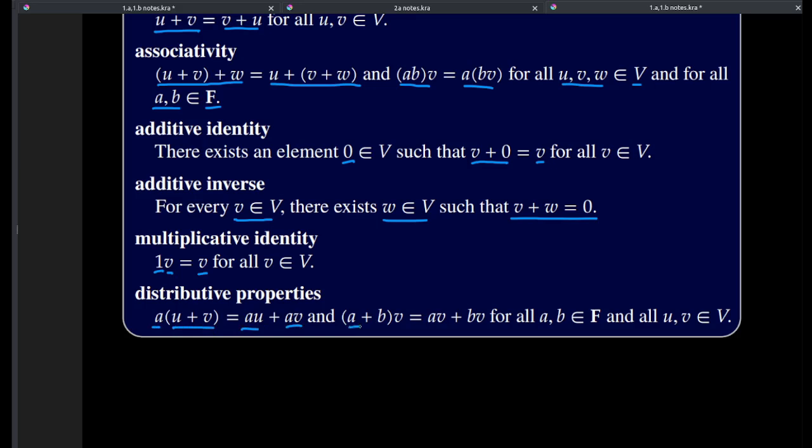And if you sum in the field and then scale, that is the same as scaling and then summing in the vector space. Notice these two pluses are different. One of them is an F in the field right here. The other one is in the vector space. Kind of cool. So there we go.